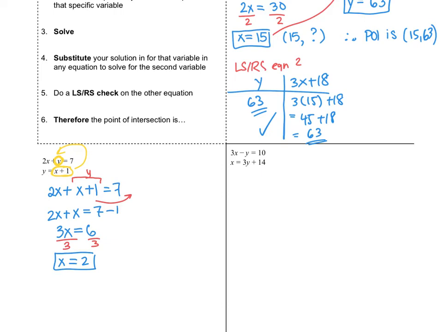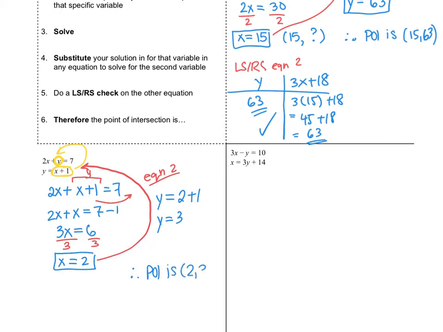And then at this point, your choice, you can plug this into equation 1 or 2, whatever makes you happier. I think equation 2 will be the easier one, but you can definitely go in equation 1 as well. So y equals, and then instead of x, I'm going to put 2. So x plus 1 becomes 2 plus 1, and that's 3. So therefore, our point of intersection is 2, 3.